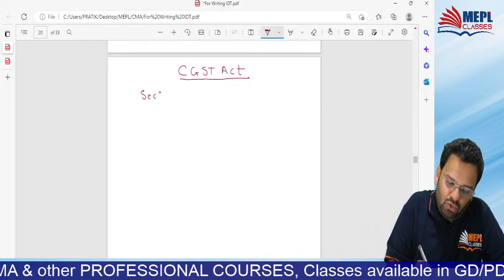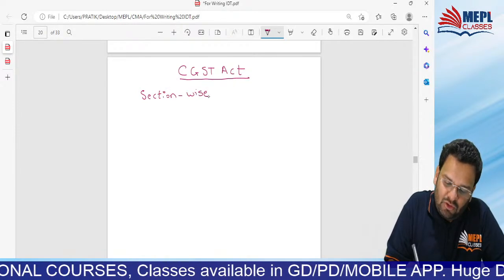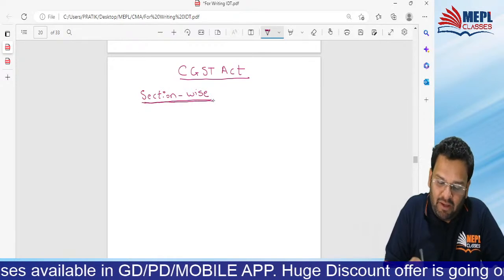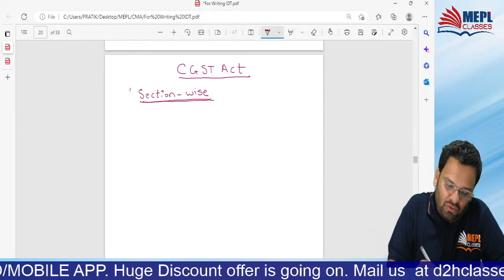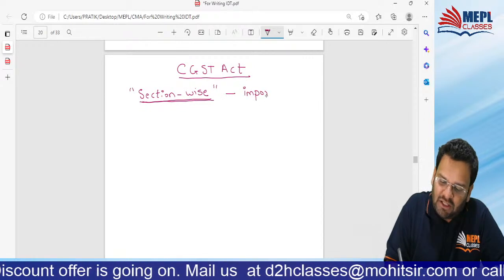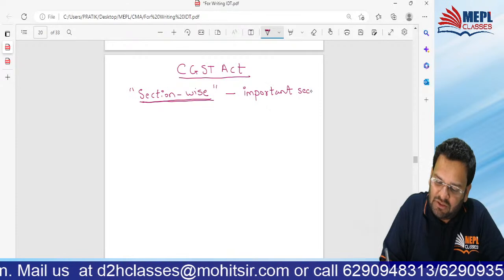So we are going to do CGST Act section wise. When we do it section wise, you become expert in that. You are on the path to become expert in that. So we are going to do it section wise, all important sections. Of course, not all the sections, but all important sections.